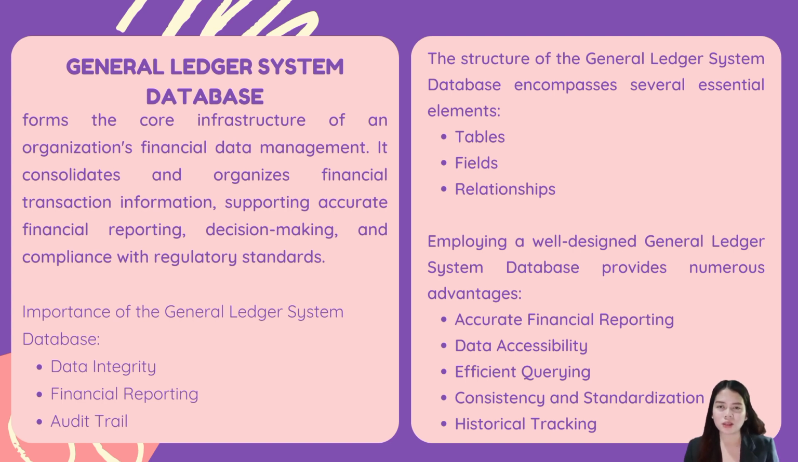Two is fields. Each table contains fields that define the attributes of the data to be stored. For example, account number, transaction date, and the debit and credit. Third one is relationships. Relationships between tables establish connections, allowing the data to be linked and retrieved cohesively.